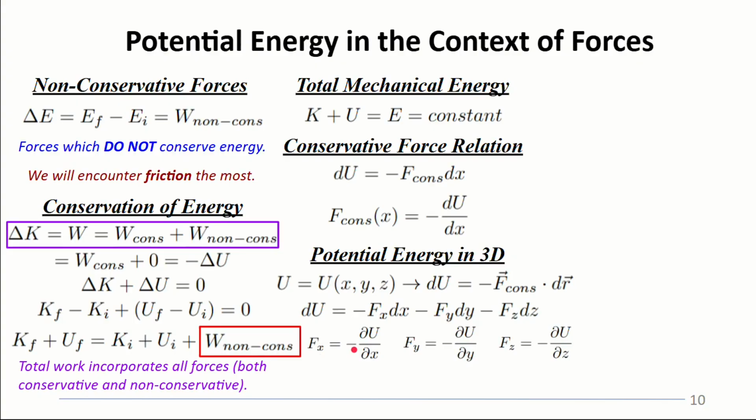Fx is equal to the negative partial derivative of U with respect to x, and you get the same thing for y and z. The only thing that's going to be different is that you're going to be differentiating with respect to y for Fy, and then you're going to be differentiating with respect to z for Fz.